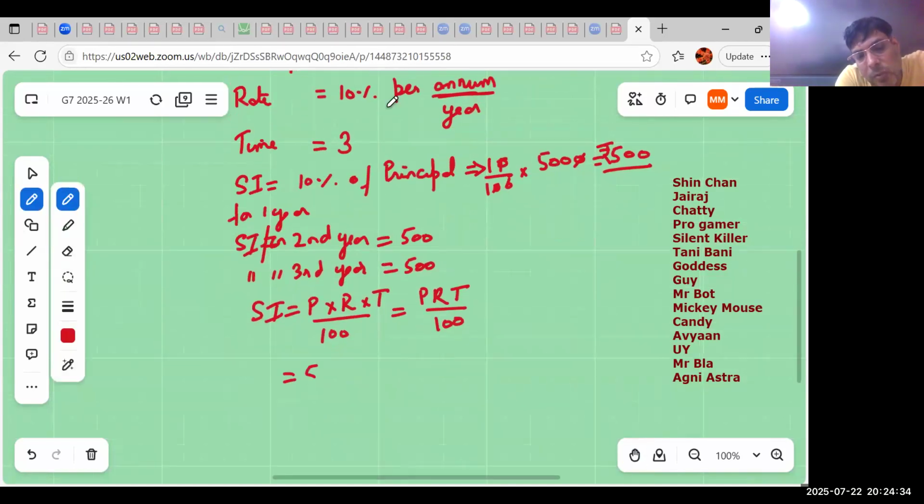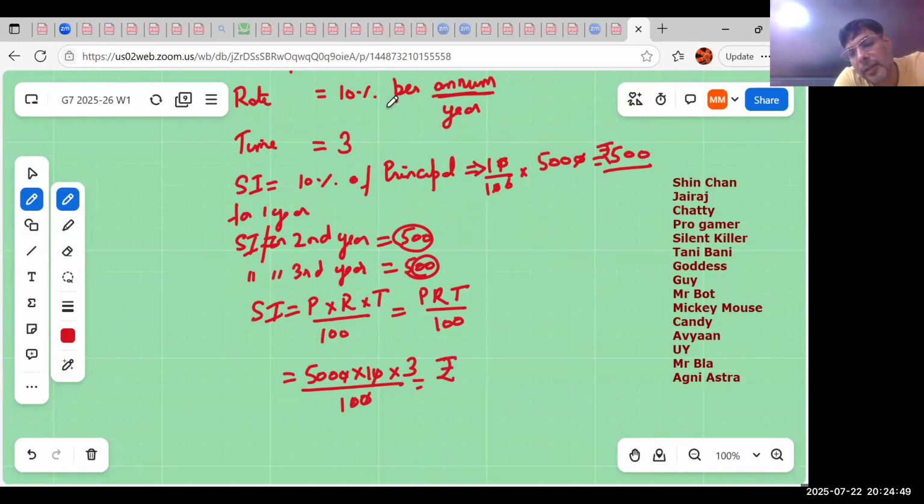Let's see the same example. Here, what was the principal? 5,000. Rate was 10%. Time was 3 years, upon 100. So what you got as 500, 500, 500 for each year, you will get in one go only. That will be rupees 1,500. This is the interest part, not the principal part.